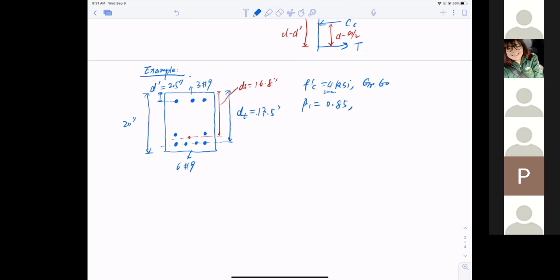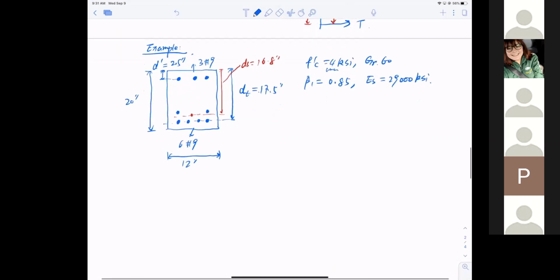So that is the stress block coefficient, right? The Young's modulus for steel is 29,000 ksi. Always remember that. So that's all the parameters I need to know to solve the problem, and I also need to know the width of the concrete is 12 inches. So let's solve the problem.